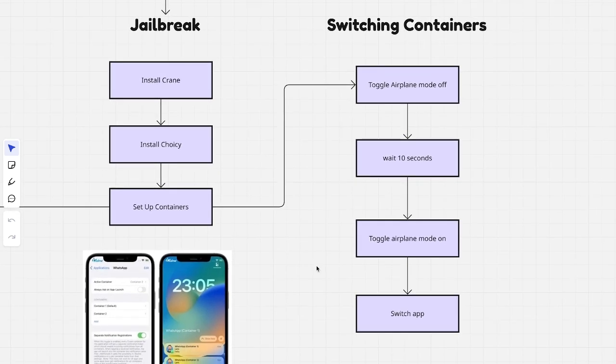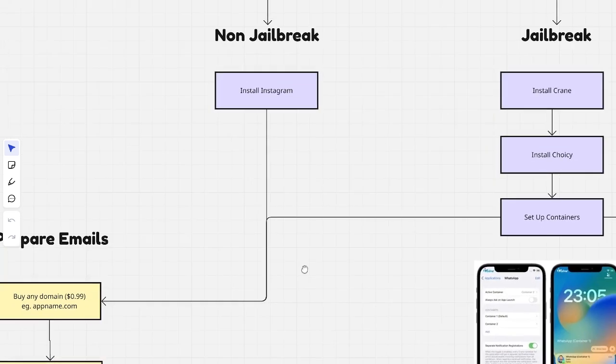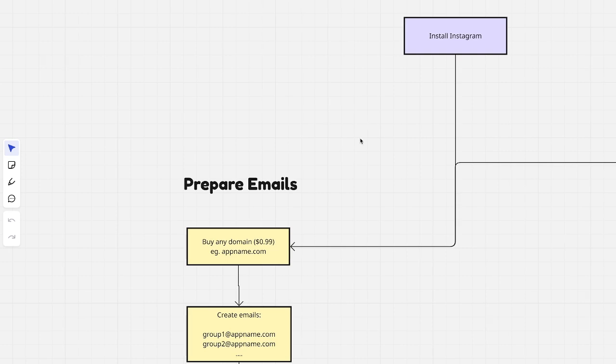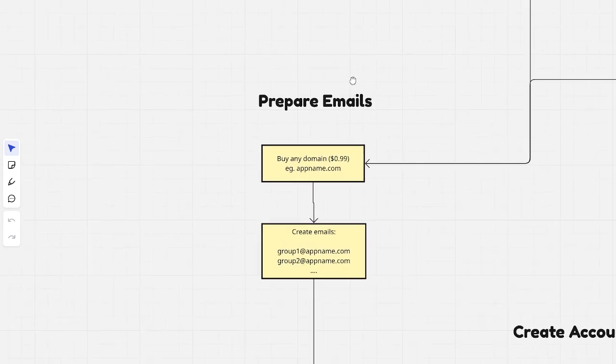And that way, when you're using multiple apps on one phone, it won't have overlaps and you won't get banned. So that's that. When you've got your container set up or Instagram installed, we can start preparing emails.